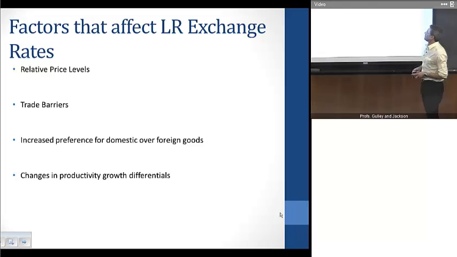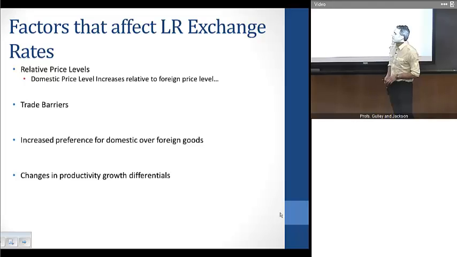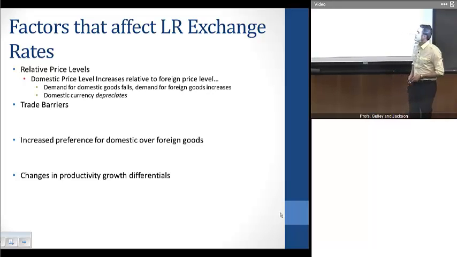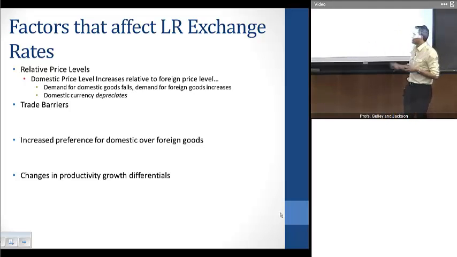And so that gets us again to thinking about these other factors that affect the long-run exchange rate. As I mentioned, the relative price levels, the basic idea here is if you have, for instance, the domestic price levels going up relative to the foreign price level, then what that means is that people are going to want to buy less domestic goods because they're more expensive, right? And they're going to want to buy more foreign goods. And the impact of that is, because domestic goods are more expensive, the demand for domestic goods and assets goes down, and the domestic currency depreciates.